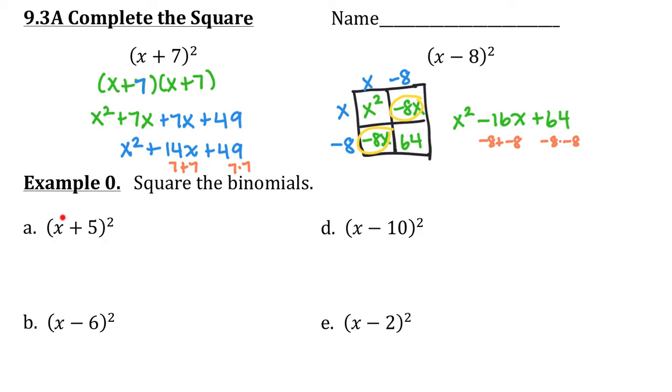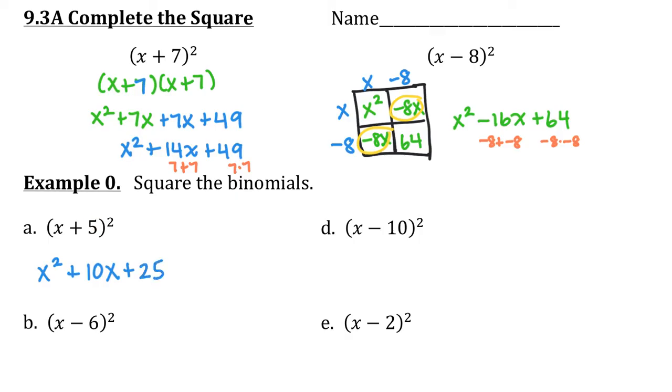Now this is x plus 5 squared. Since it's x, the first term is going to be x squared. Okay, now the x term is going to be the number plus itself. So since this is 5, I'm going to do 5 plus 5, and it should be the x term, so I'm going to get 10x. Okay, now the last term is this number squared or times itself. So since I have 5, I'm going to do 5 times 5.